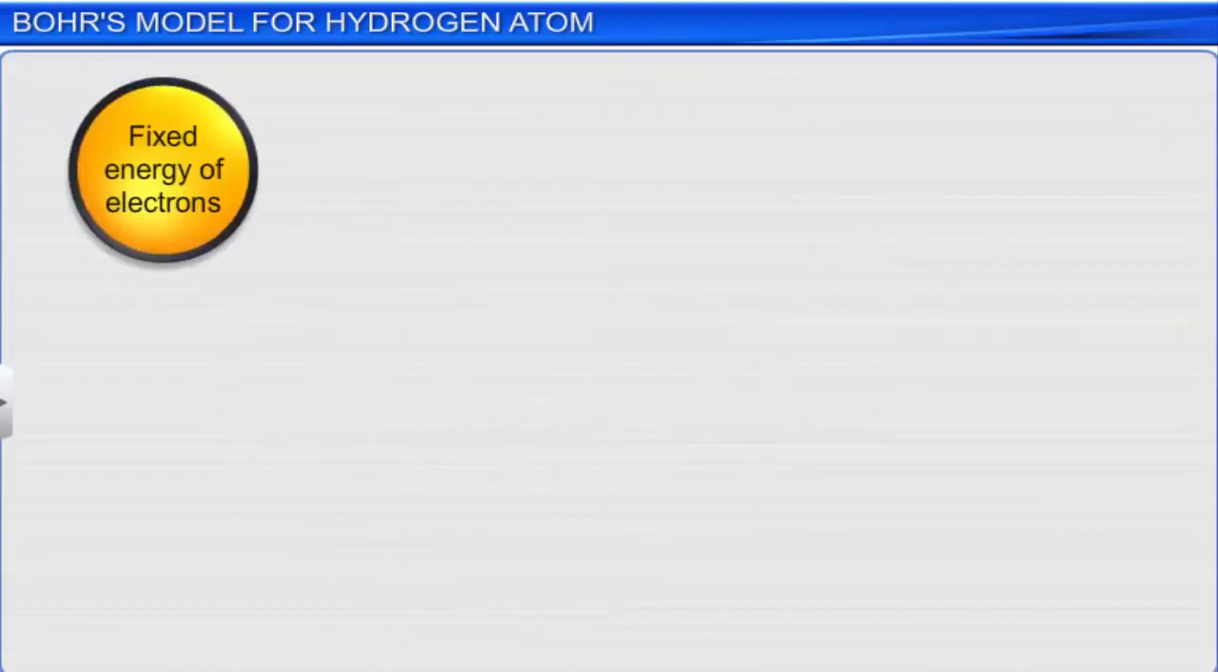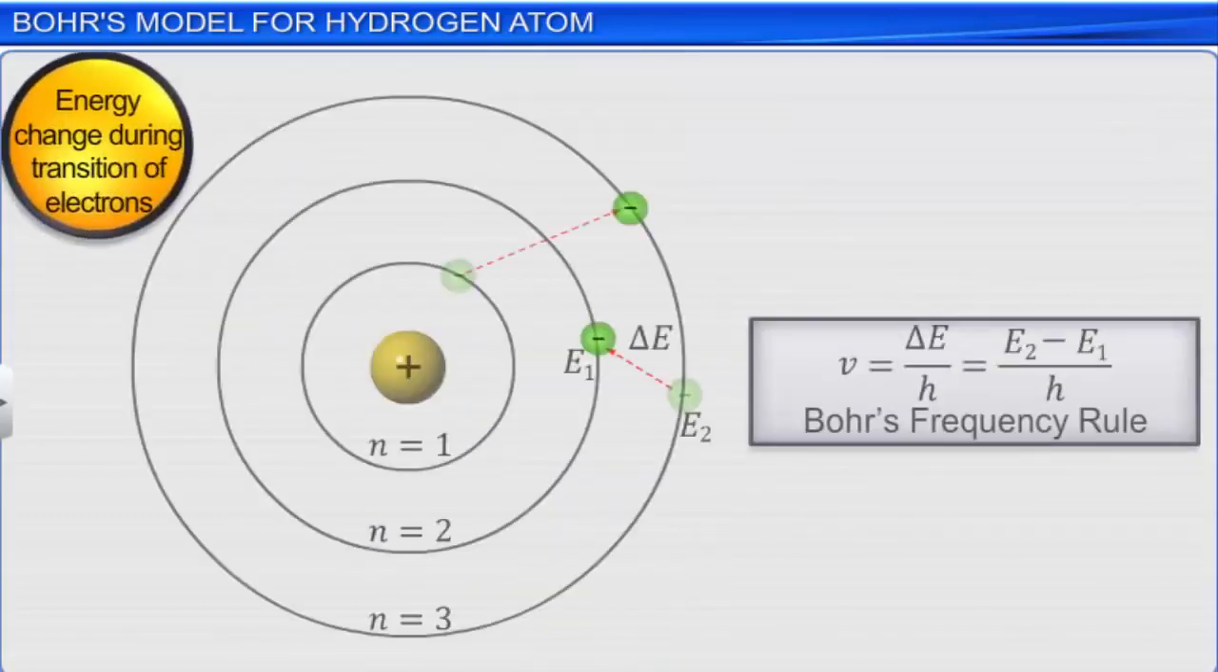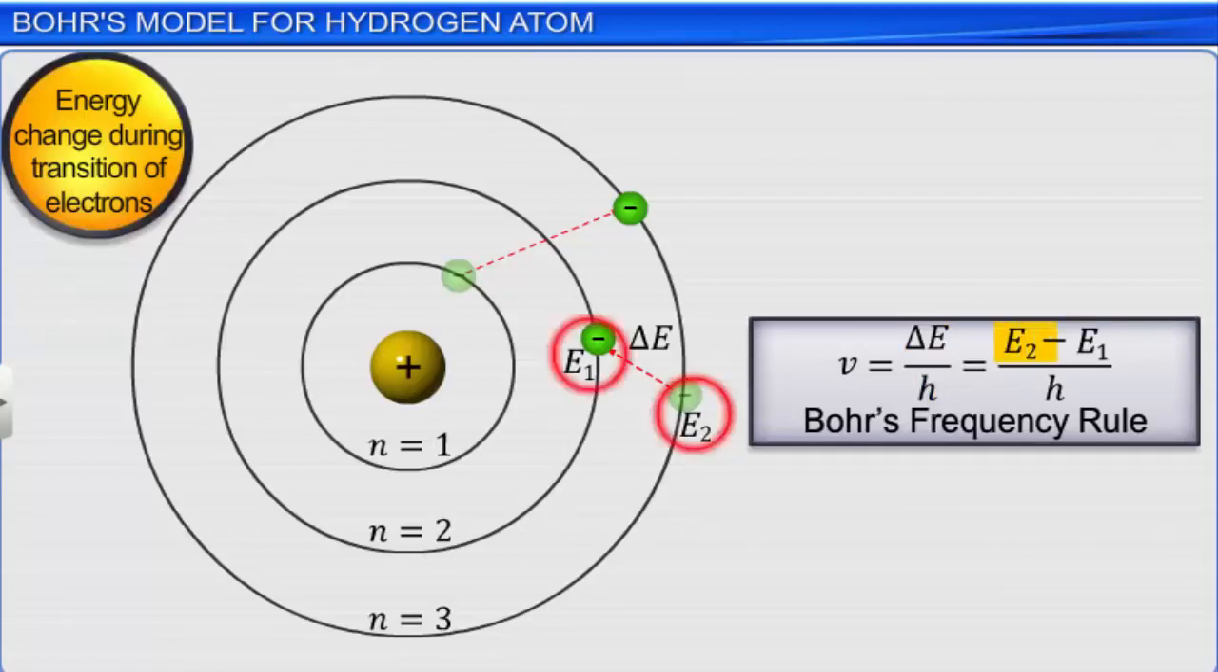The third postulate states that the frequency of the radiation emitted or absorbed can be represented by the equation nu is equal to delta E divided by h. That is, E2 minus E1 divided by h, where E1 and E2 are the energies of the lower and higher stationary states, and h is the Planck's constant.